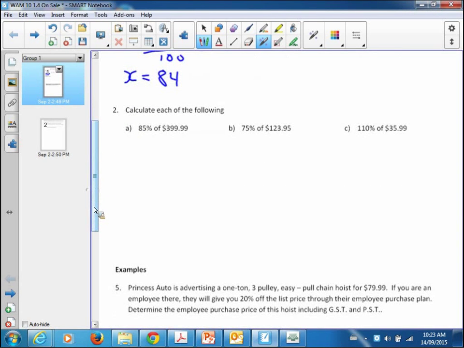Calculate each of the following. This is more of the same. I'm going to do C, though, in this case. But you see, 85%, that means 85 out of 100. And then you'd say X out of 399. 75 out of 100 equals X out of 123.25.